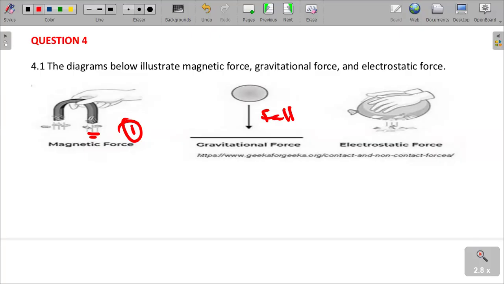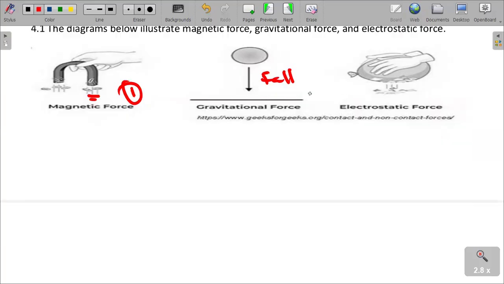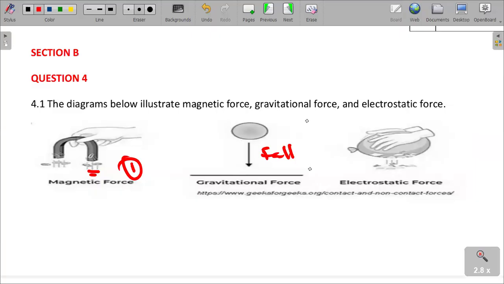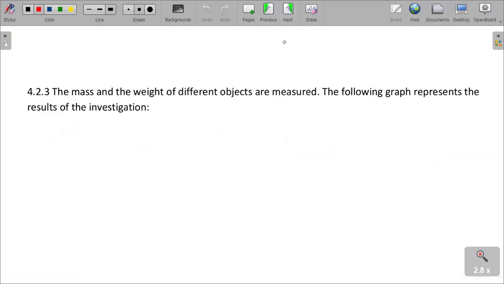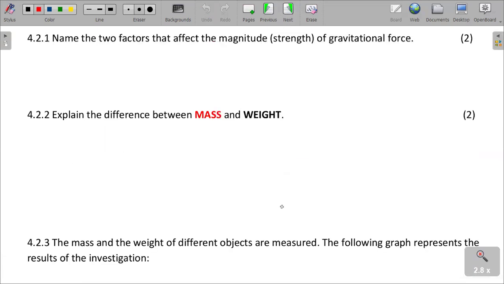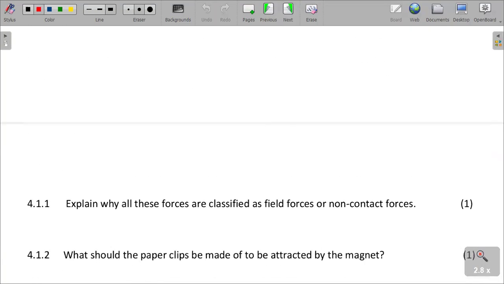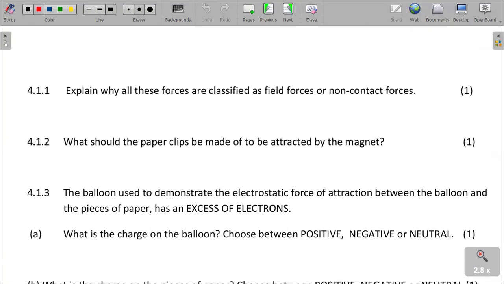So now we want to answer the questions that follow. Let's see what the question is saying. What does the question want us to do? The first question says: explain why all these forces are classified as field forces or non-contact forces. Why are they called field forces other than non-contact forces?